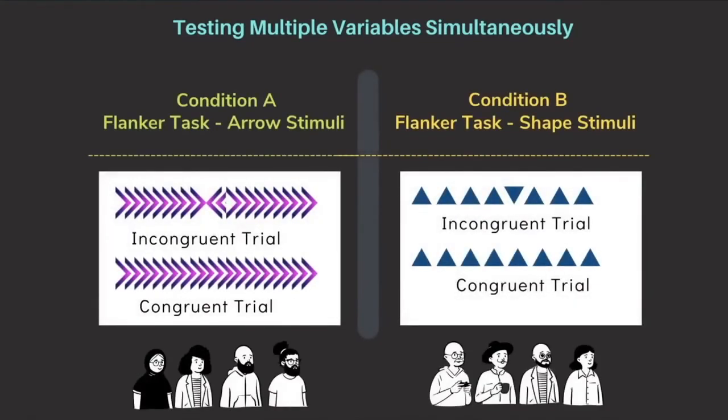Finally, the other key advantage of using the between subjects design is that this design allows us to collect a large amount of data within a short period of time by allowing us to simultaneously test multiple variables and conditions or experimental groups. So in the flanker task example that we saw before, with the between subjects design, we could collect the data of all participants simultaneously across the various conditions and the various trial types.